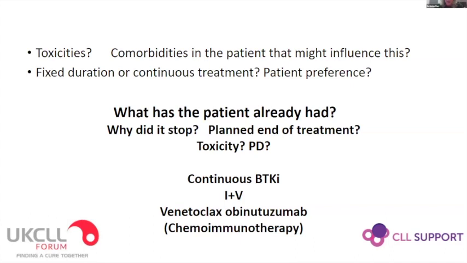They might have had venetoclax and obinutuzumab. It's possible we're still going to be encountering a handful of patients who have had chemoimmunotherapy as their frontline treatment and are now encountering their first relapse. So what has the patient already had?